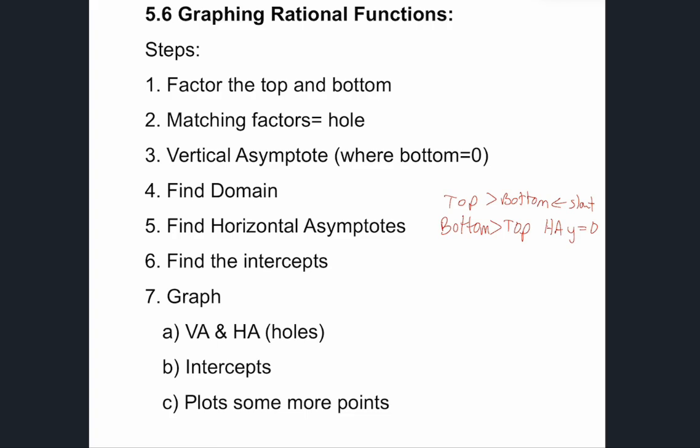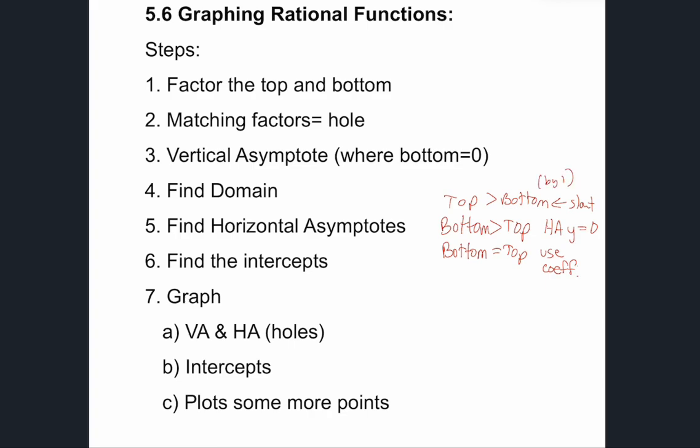And then if the bottom degree equals the top, then you're always going to use the coefficients on the lead terms. If it's by 1, there's a slant. Okay, so if the top is more than the bottom by 1, there's a slant. If the top is more than that, there is no horizontal asymptote, there is no slant asymptote.